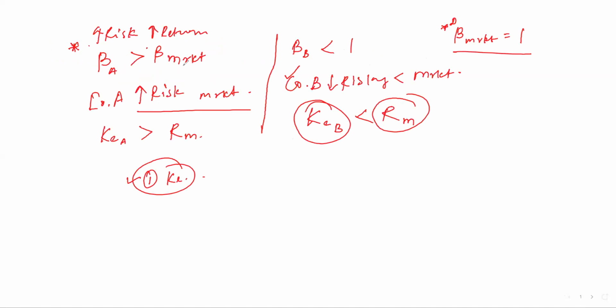If beta of A is higher than the beta of market, that is 1. If beta of A is higher than 1, it means that the security is more risky than the market. And if risk is high, the return should also be high. So the cost of equity would be greater than return from the market.